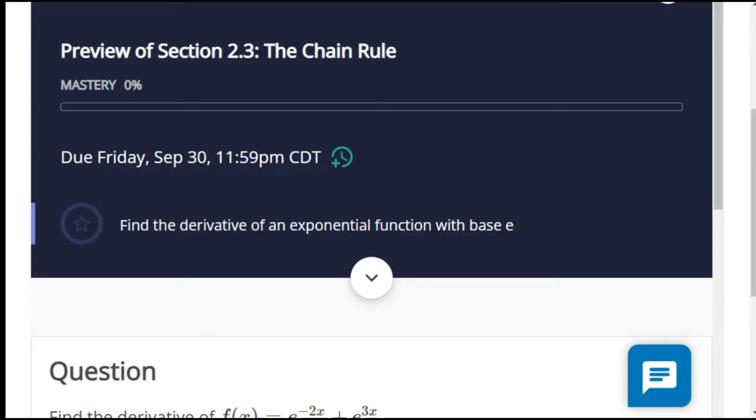Okay, let's do section 2.3, the chain rule.